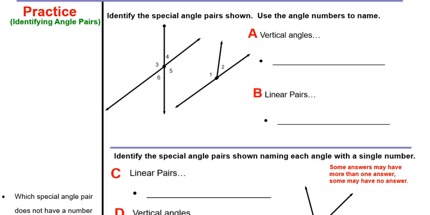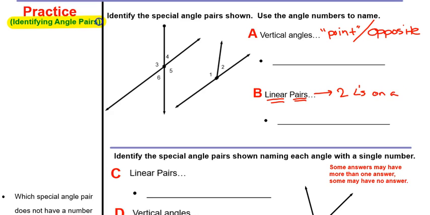On page 2, these practice problems, and kind of in the middle of the page here, we're going to be talking about identifying angle pairs again. And we're talking about, in this first problem, A and B, two specific kinds. Remember, the vertical angles, those are the ones that point at each other, or some people consider them opposite angles. They are formed by two intersecting lines. The linear pairs, those are a pair of angles that make a line. That's two angles on a line. So let's look for those.